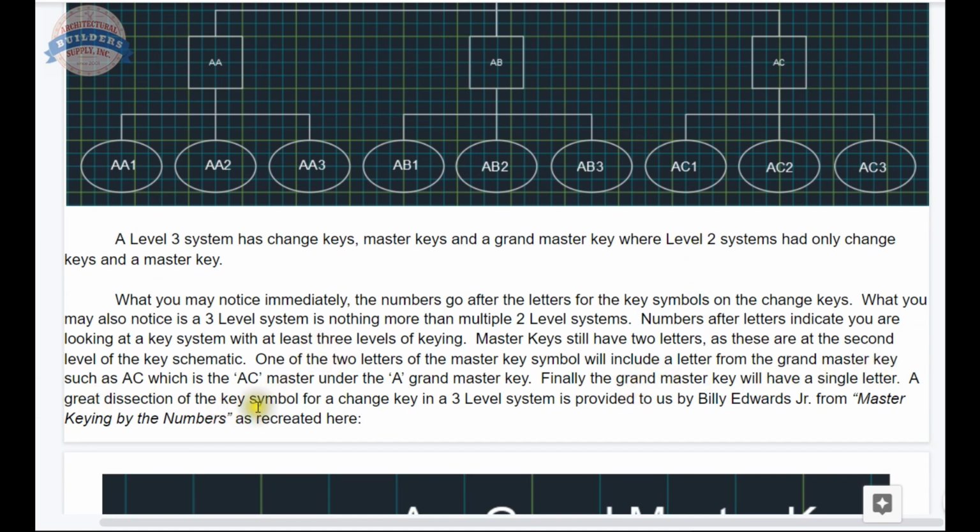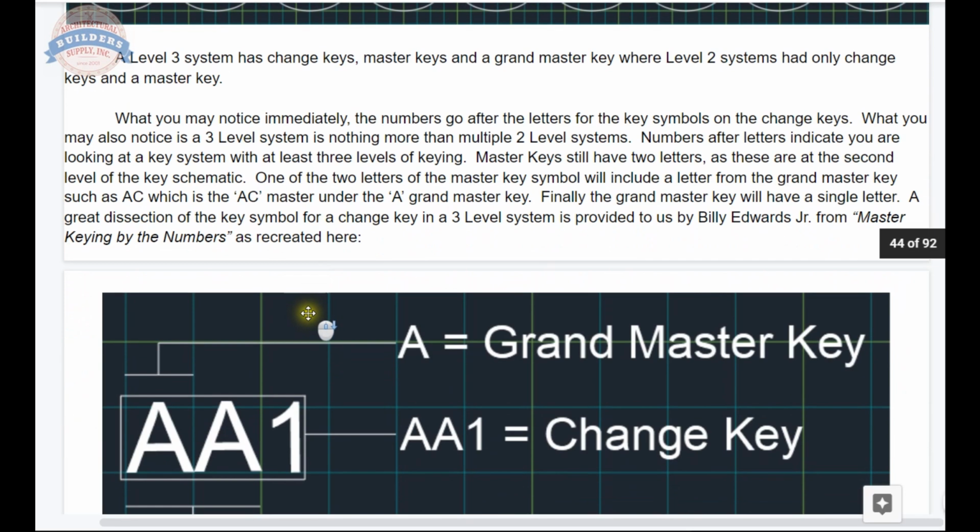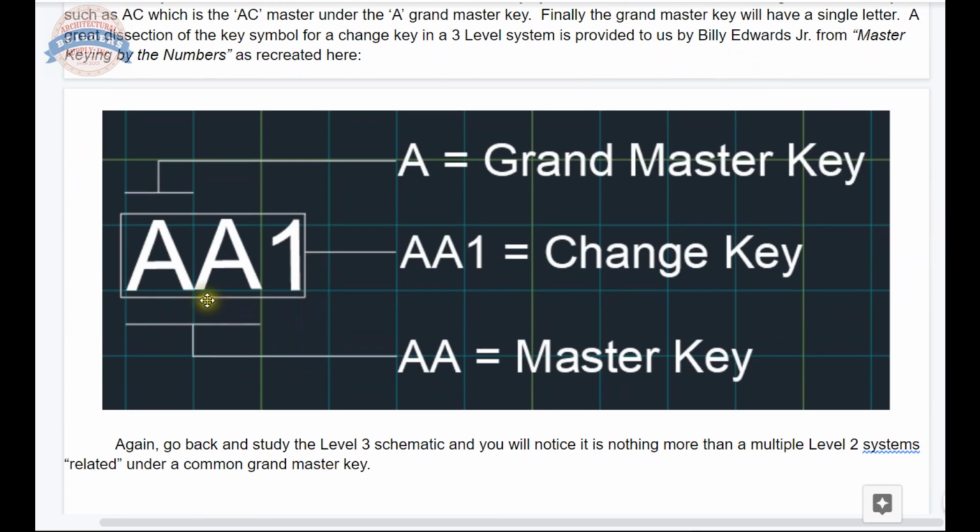A great discussion of the key symbol for a change key in a 3-level system is provided to us by Billy Edwards Jr. from Master Keying by the Numbers, as recreated here. I haven't asked him to dissect this component, but I've done so, I think, in a novel way, and plus I'm crediting him for it, so thank you for the inspiration.